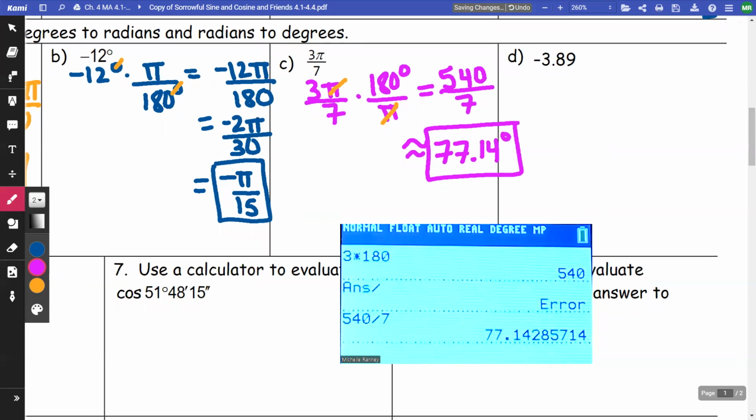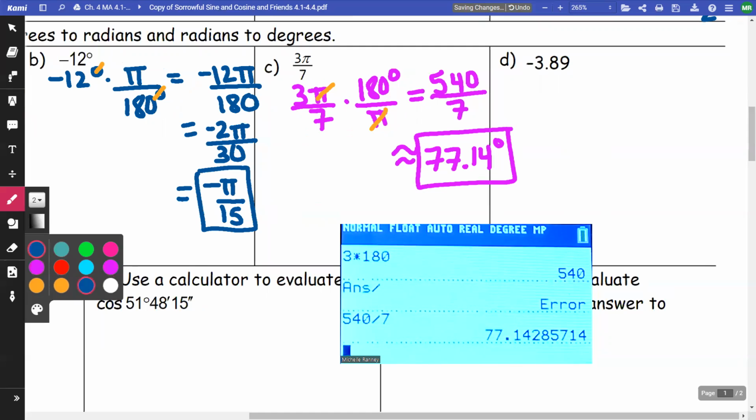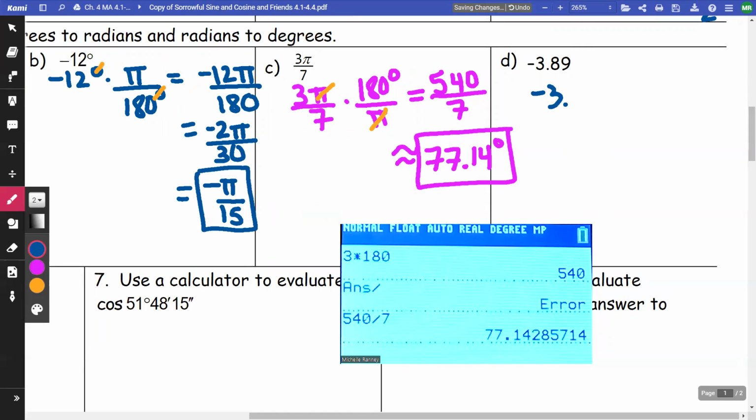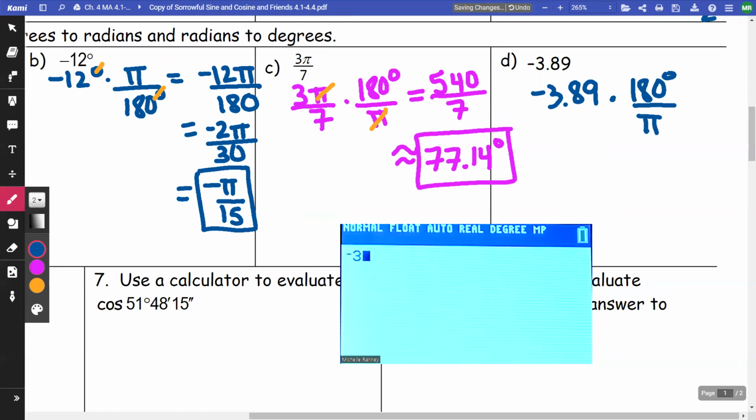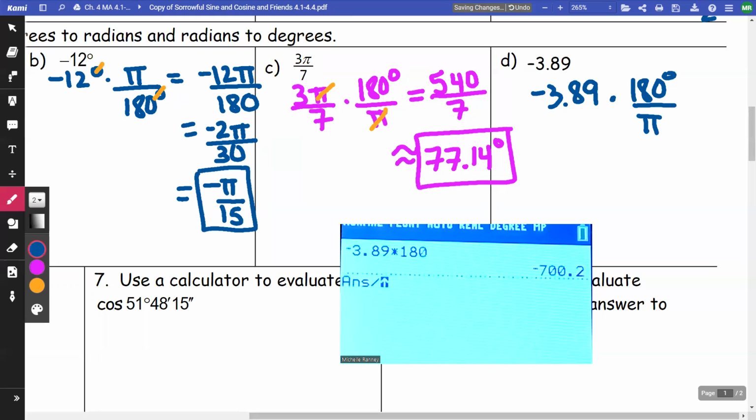On D, I'm going to start with a negative 3.89. This is in radians. I'm going to times it by 180 degrees over pi. I'm going to put that into my calculator: 3.89 times 180, and then divide by pi. And I'm going to get a negative 222.88 degrees, about.